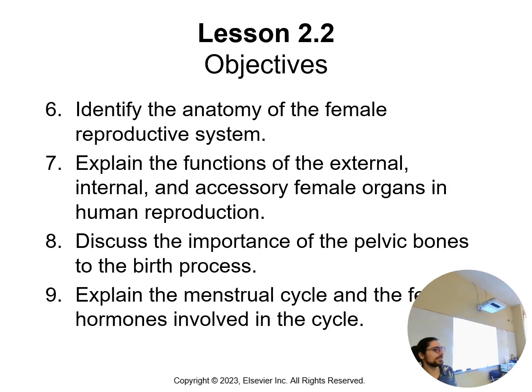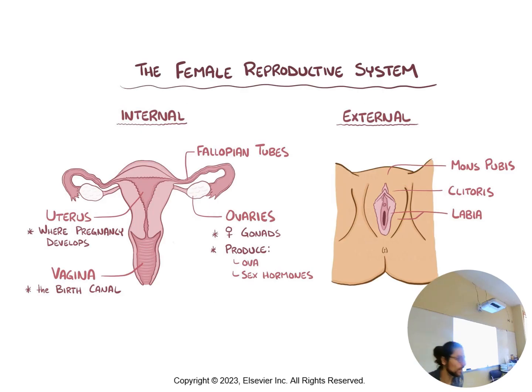Okay, anatomy of the female reproductive system. So now the actual course that we're here for. I feel like we've already covered pretty much all the external and internal anatomy, but again, ovaries. What do we call the ovaries, the Latin term? Gonads. Gonadotropins are the hormones that are released from your testicles, your ovaries.